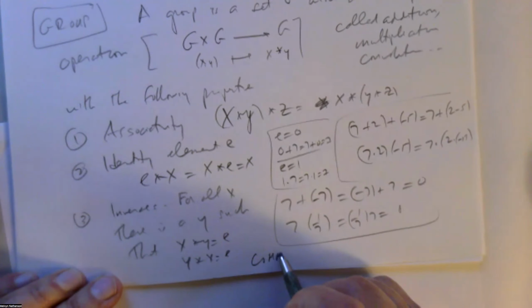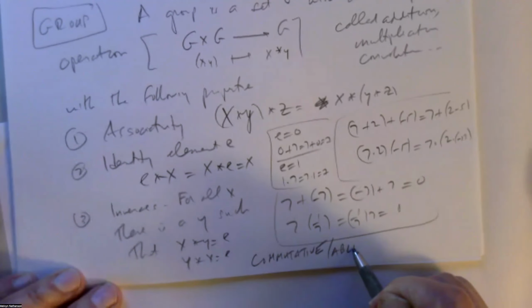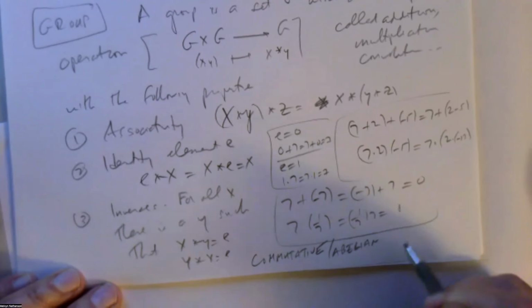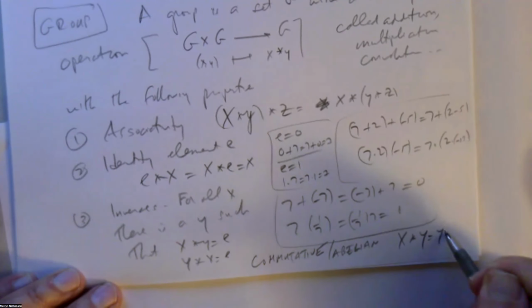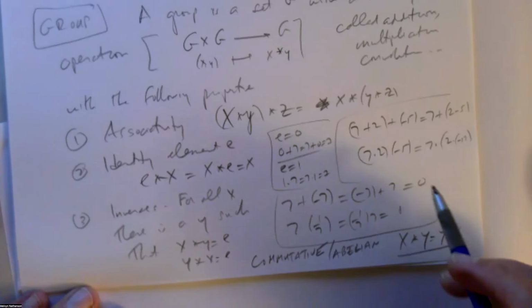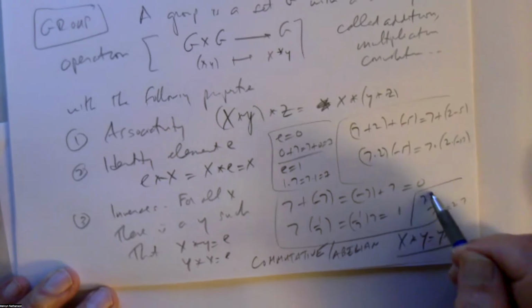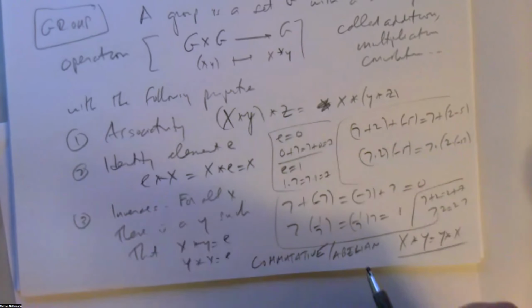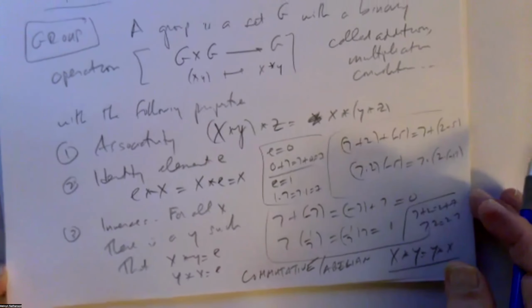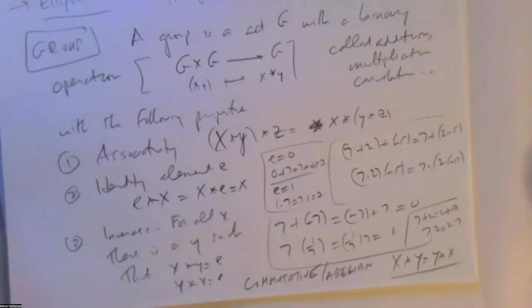And the group is said to be commutative, or abelian. They're often synonymous. If x times y is y times x for all x and y. So the order in which you do the operation doesn't matter. Like 7 times 2 equals 2 times 7. And 7 plus 2 is 2 plus 7. You learned about matrix multiplication in linear algebra. And you know that if you have square matrices, matrix multiplication is not commutative.